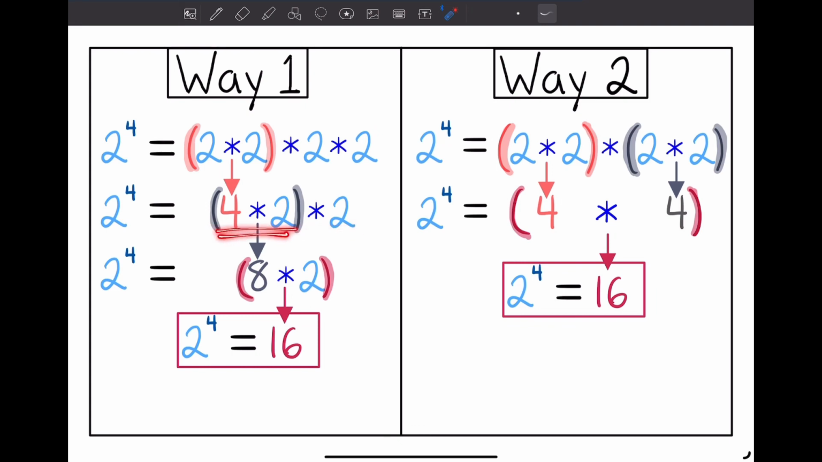So we replace 4 times 2 with its product of 8. And then our third line, we got 8 times 2. And 8 times 2 is equal to 16.